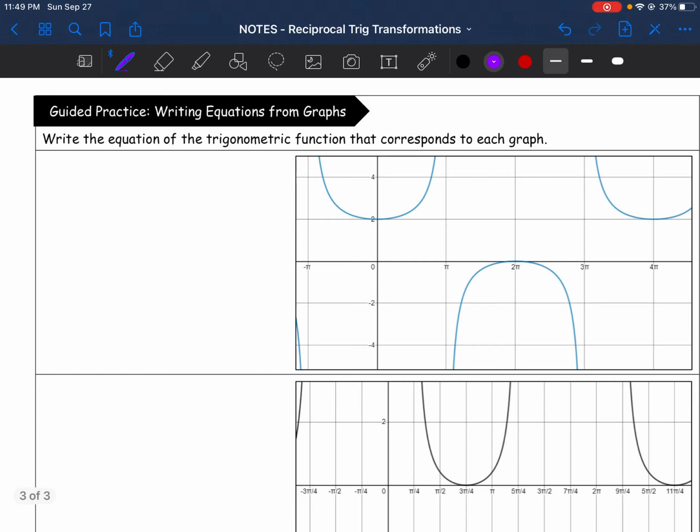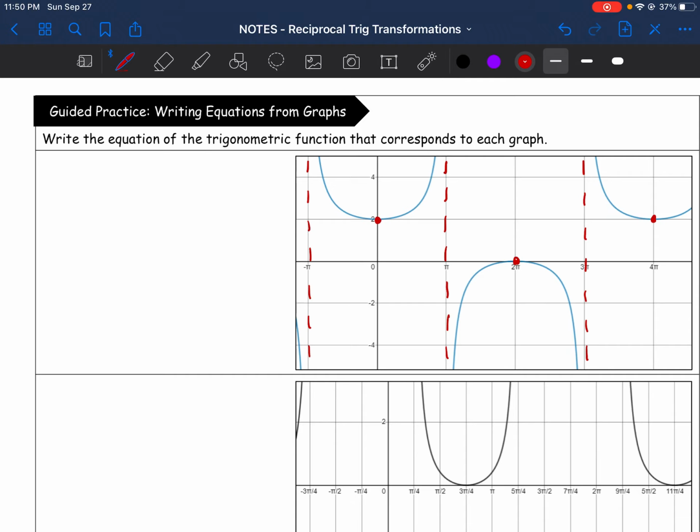So let's think about what's happening here. First things first, I want to figure out what kind of function I'm going to be using. And notice that if I put in some guiding points here, I'm going to put some points right here. And we know that for these kinds of functions, whether it's secant or cosecant, we can see the asymptotes. So let's put in the asymptotes. And we know those asymptotes would have been the locations of zeros for the reciprocal trig function.